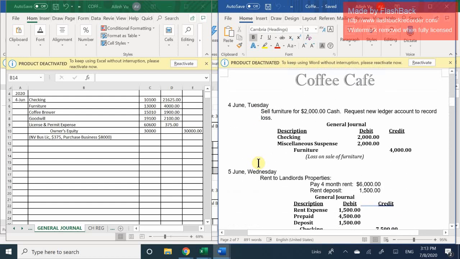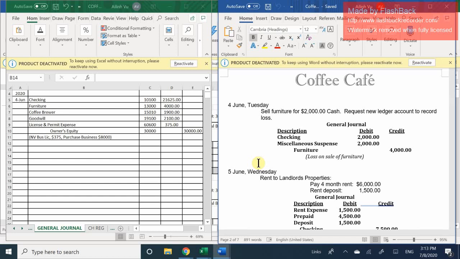All right, same day, June 4th. We sell our furniture for $2,000, cash. And we request a new ledger account to record the loss. So in this case, I created an account called miscellaneous suspense, since I'm not quite sure what I want to do with this money just yet, so we're gonna go ahead and dump the remaining money in there.